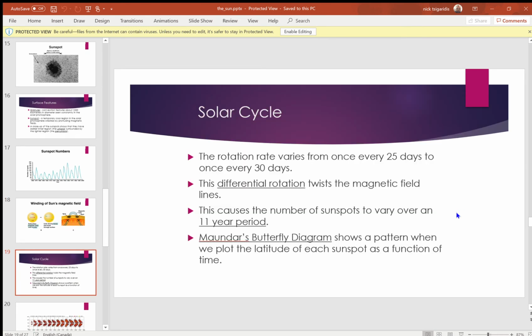In terms of solar cycle, the rotation varies. Once every 25 to 30 days, the sun will spin around itself once. This differential rotational twist, as I mentioned, because some regions are 25-day and some regions are 30-day, is what causes these sunspots to appear and then disappear at different times in 11-year periods. There's a beautiful diagram called Maunder's butterfly diagram, which I have set up on the next slide, and it plots the latitude of each sunspot as a function of time.